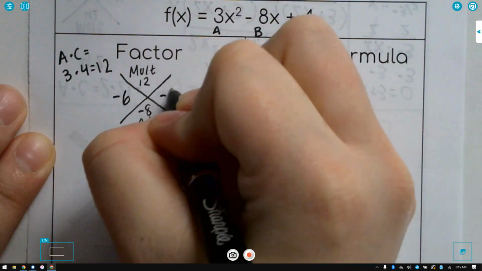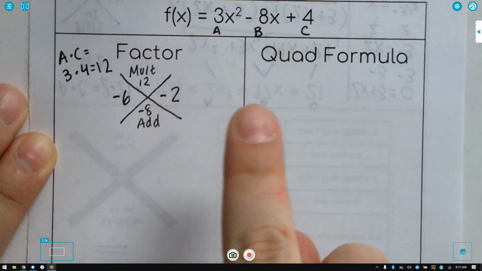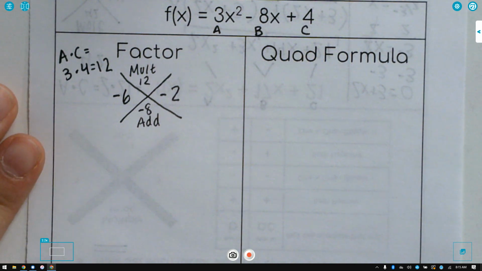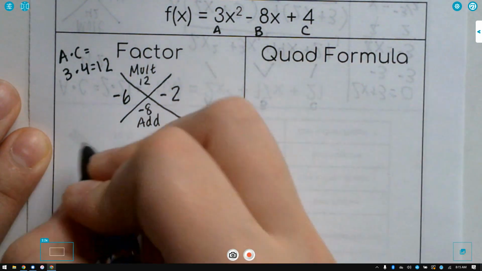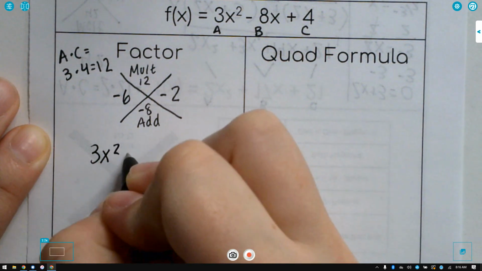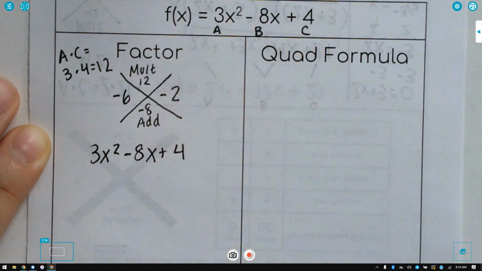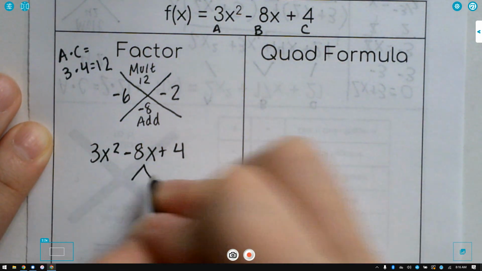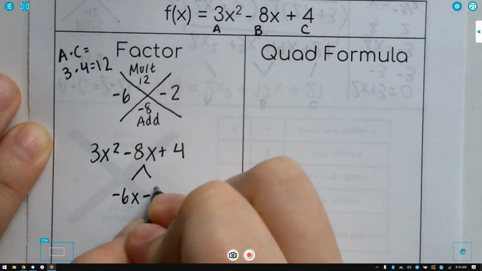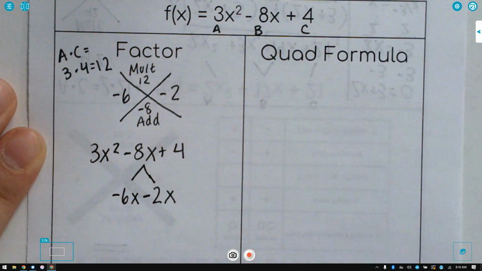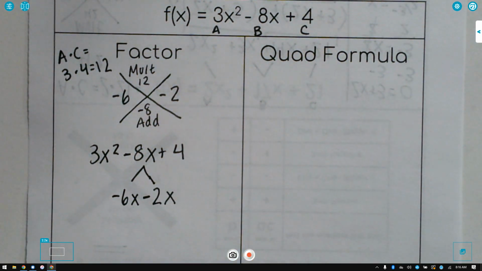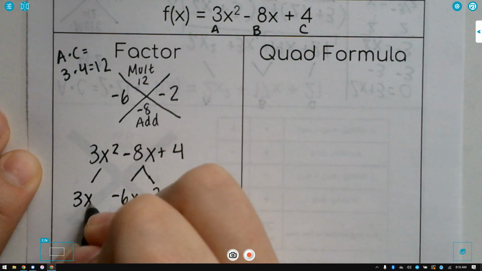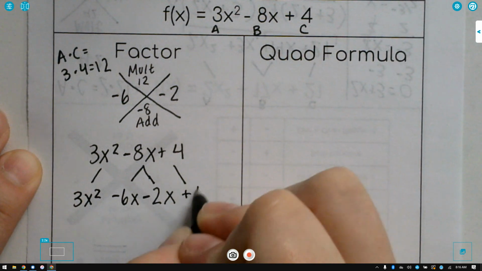It doesn't matter what order you do them in. You can do -2 and -6 or -6 and -2. It's going to change a little bit of how your work looks, but it's not going to change your final answer. So we're going to take this original equation. I'm just going to go ahead and write it down. 3x squared minus 8x plus 4. We're going to split up that minus 8x into minus 6x minus 2x. We are intentionally uncombining like terms. And then we still have our 3x squared. We still have our plus 4.